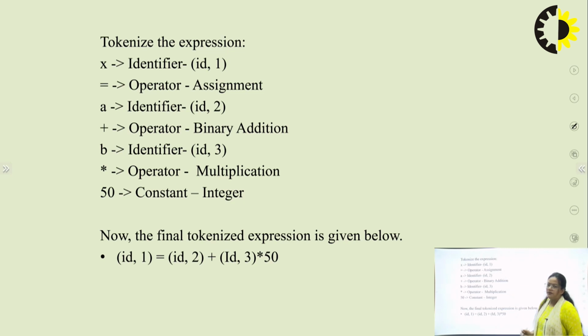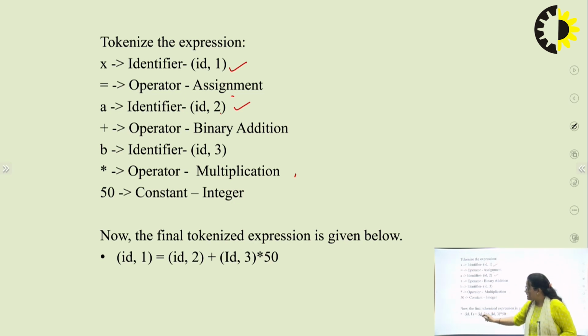X is an identifier. Equals to is an operator, the assignment operator. A is also an identifier. This is the first identifier and this is the second identifier. Plus is an operator, a binary addition operator, and B is also an identifier. This is ID comma 3. Next, star is the multiplication operator, and 50 is a constant integer.